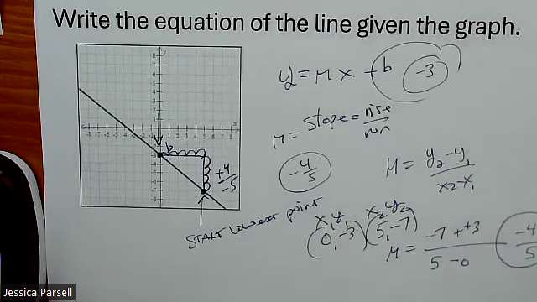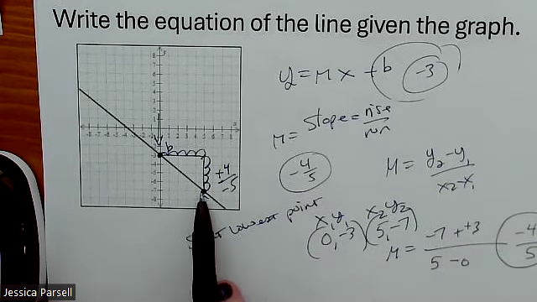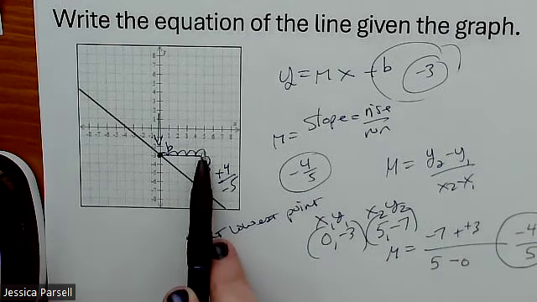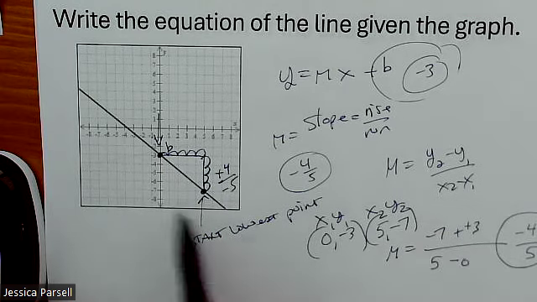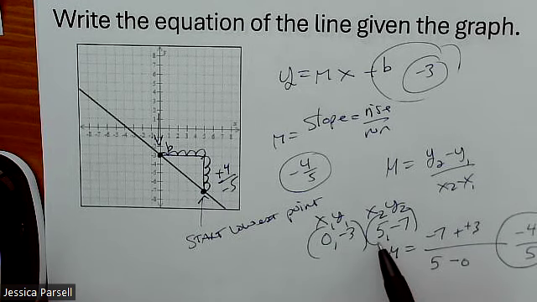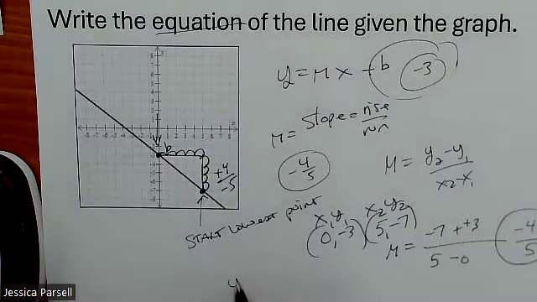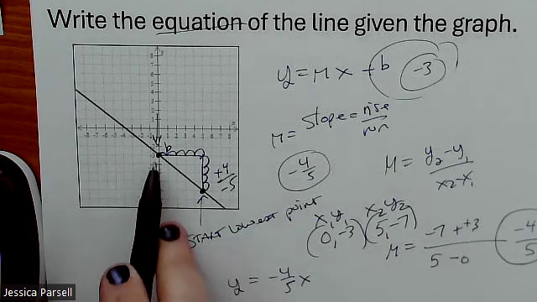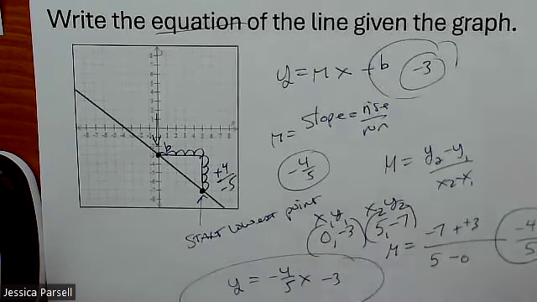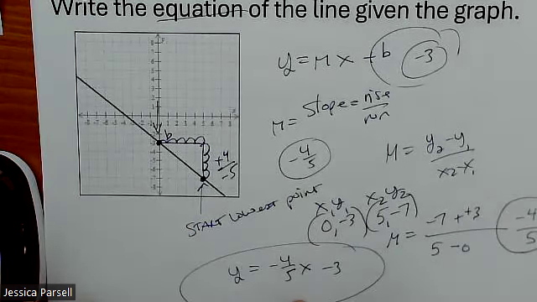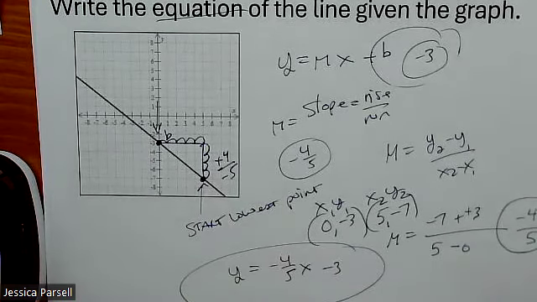So see, we got -4/5, whether you go up and over and think about a positive and negative, or whether you just grab two coordinates, forget all the running and rising, and put these two coordinates into this slope formula. So we've got all the ingredients to write our equation. That's what they want us to do. So y is equal to, well, our slope is -4/5 x, and our y-intercept is -3. So that's the equation of this line right here.